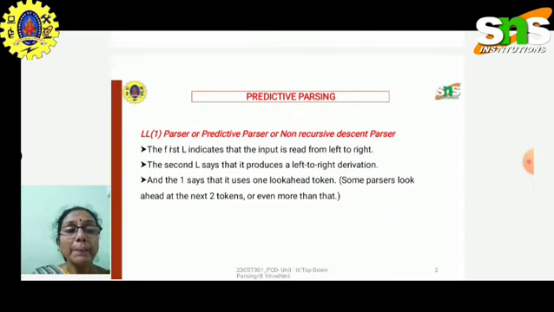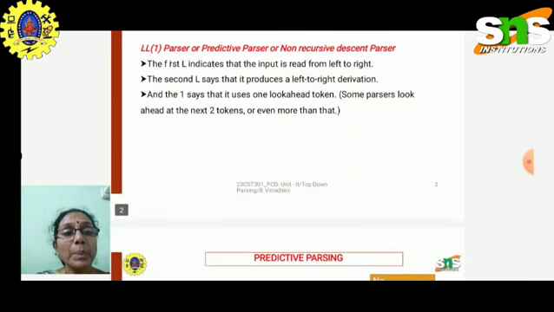So let me recap what an LL(1) parser means. The first L stands for scanning the input left to right, and the second L says that we are using the leftmost derivation for deriving the parse tree, and the 1 specifies that one lookahead is used to predict our output. So this is the LL(1) parser.